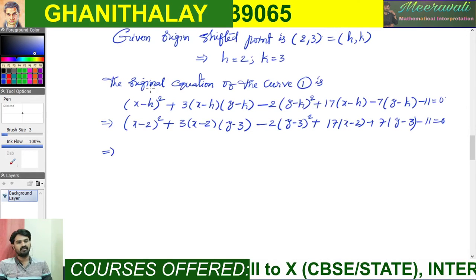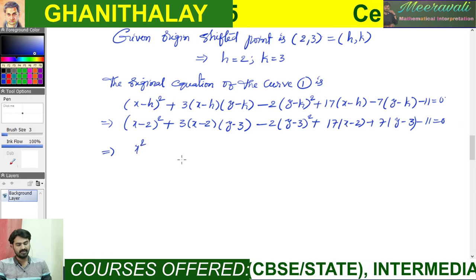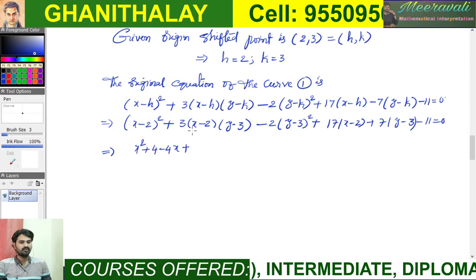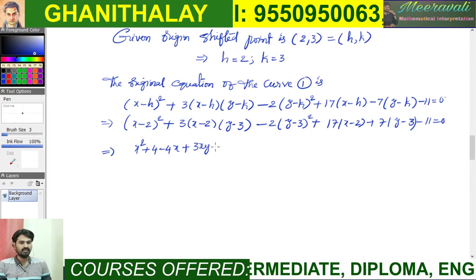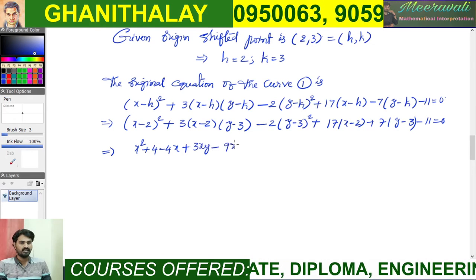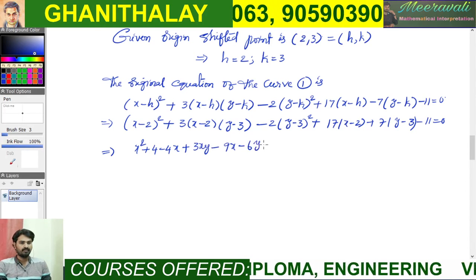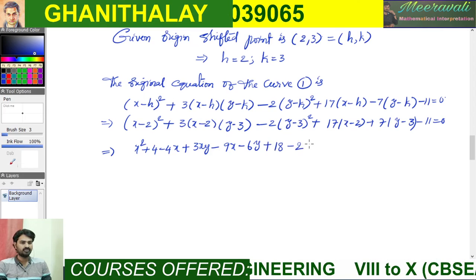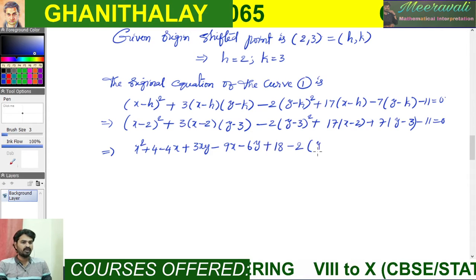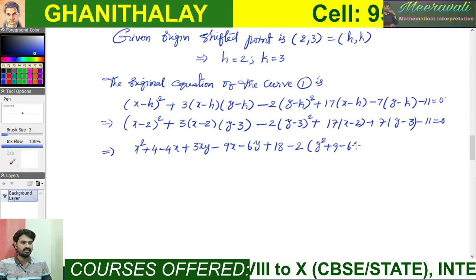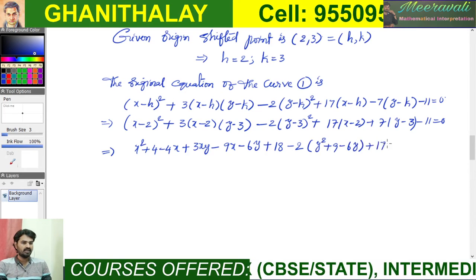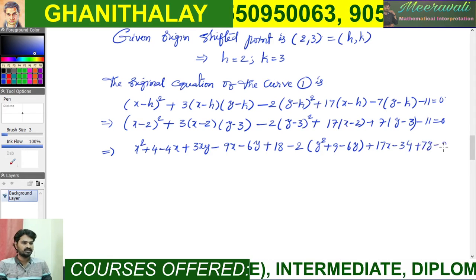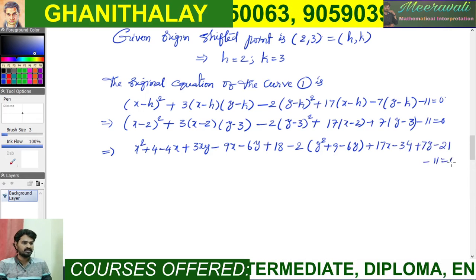Okay, you can write here x square; this is an a minus b whole square formula, you can expand this one. Next, if you multiply 3xy, next minus 3x into 3 gives 9x, minus 6y, minus into minus gives plus, 3 2s are 6, 6 3s are 18. Next minus 2 into, now you can write the a minus b whole square formula. Now 17x minus 34 plus 7y minus 21 minus 11 is equal to 0.